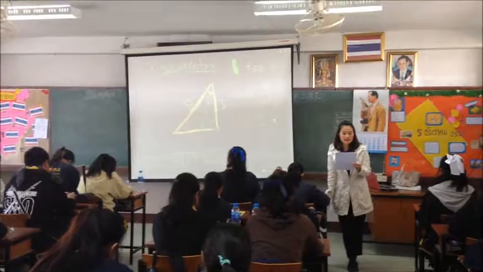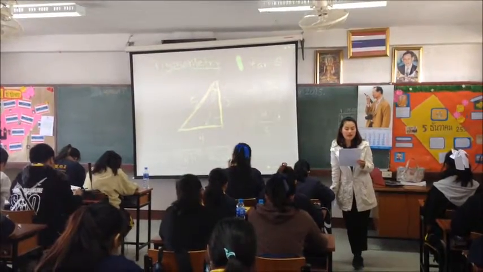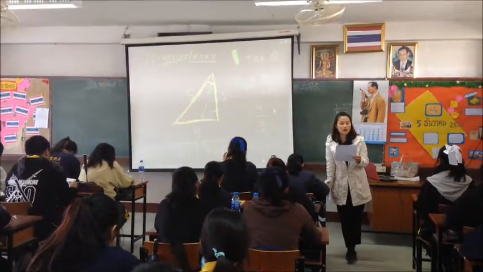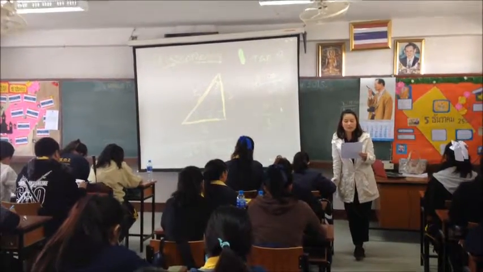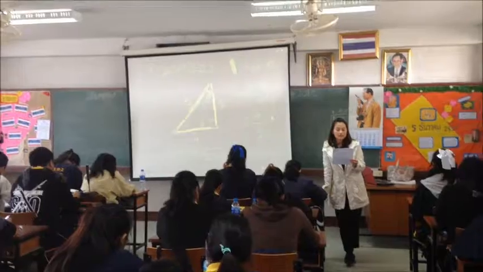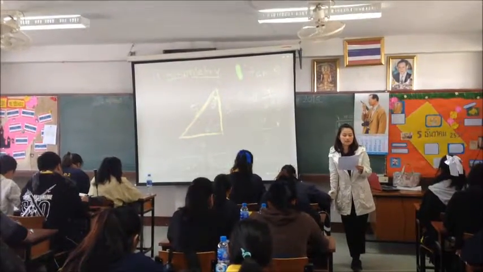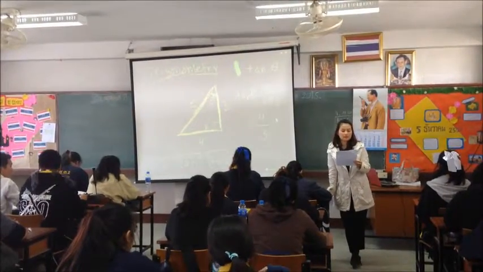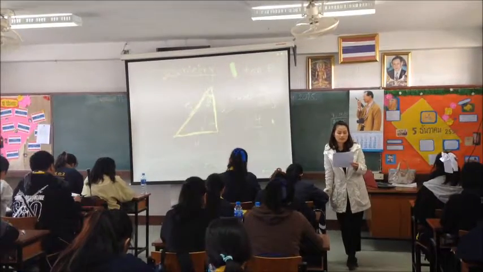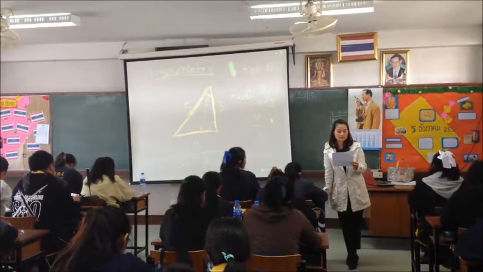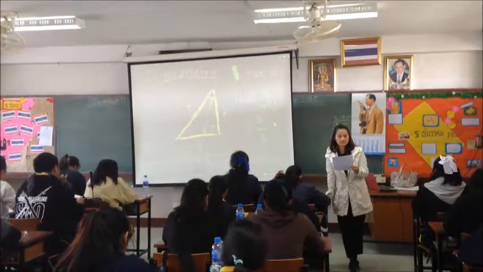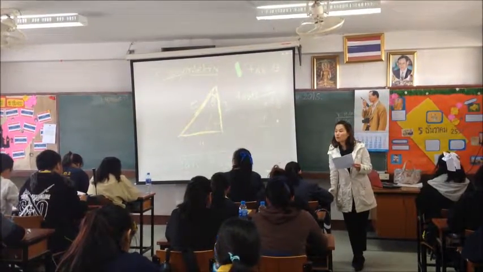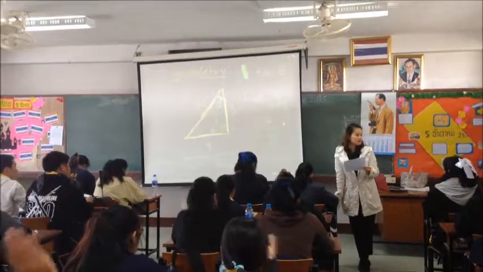What's the answer of sine of theta, cos of theta, and tan of theta? First, sine equals 3/5. Correct. Cos is 4/5. And tan of theta is 3/4. Who got it correct?